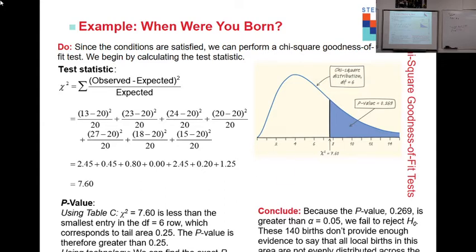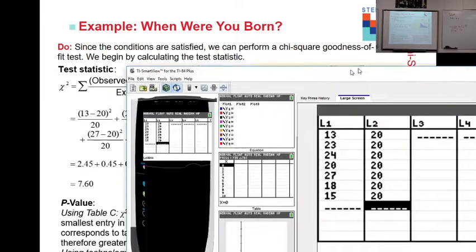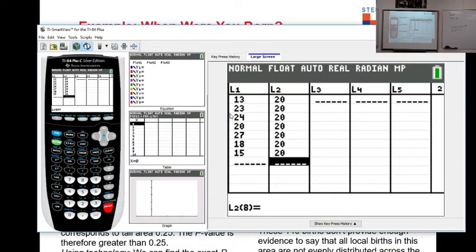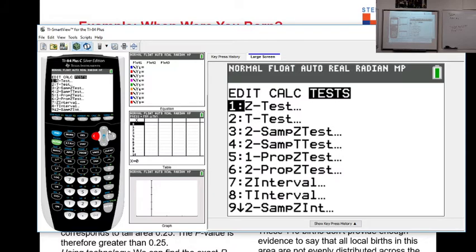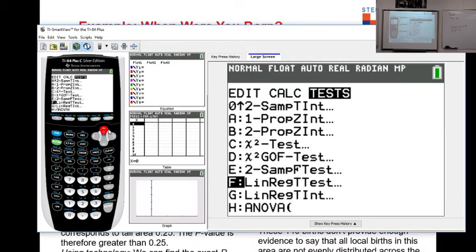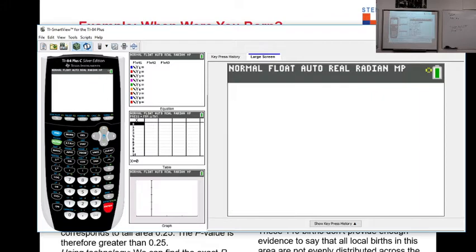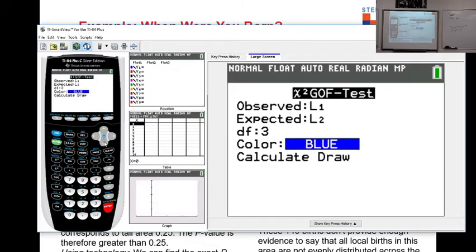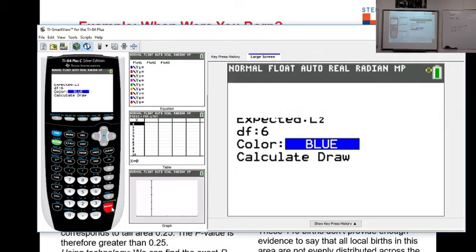Now let's talk through how to do this in the calculator. What you should have had from last time is hopefully the data in list 1, and then these are my expected counts sitting here in list 2. They're all the same. So in the menu I'm going to go to stat tests, and I'm going to go near the bottom for my chi-square goodness of fit test. And on the chi-square goodness of fit test, we have the observed being in list 1, the expected being in list 2, degrees of freedom. Since there were 7 categories for the 7 days of the week, it's going to be 7 minus 1, which is 6. And then it's going to calculate it for you.